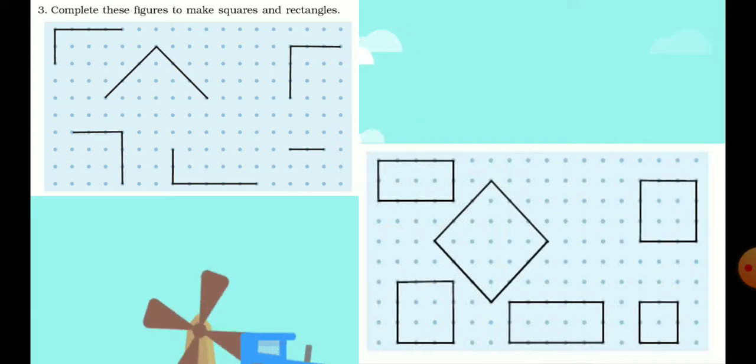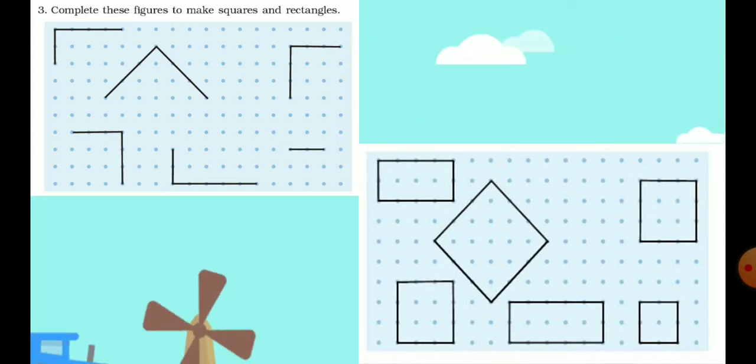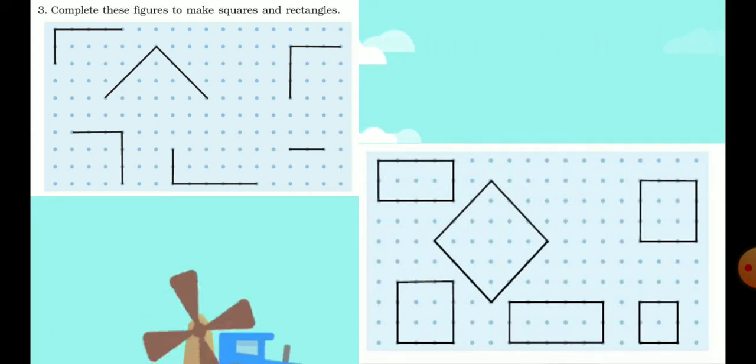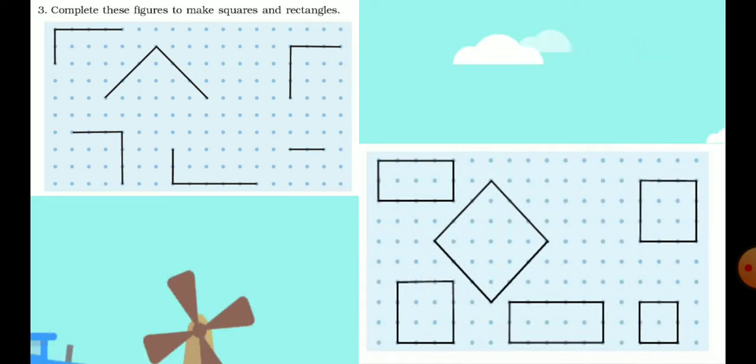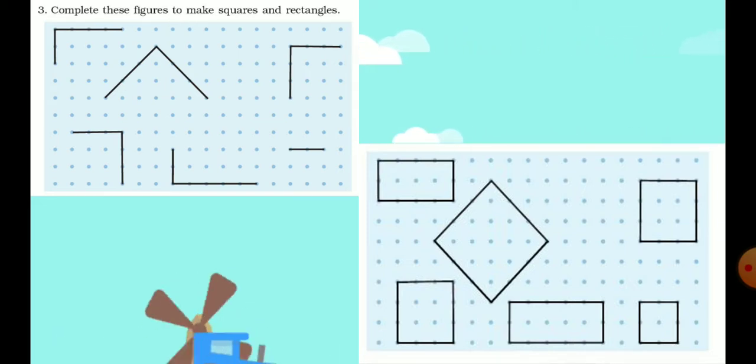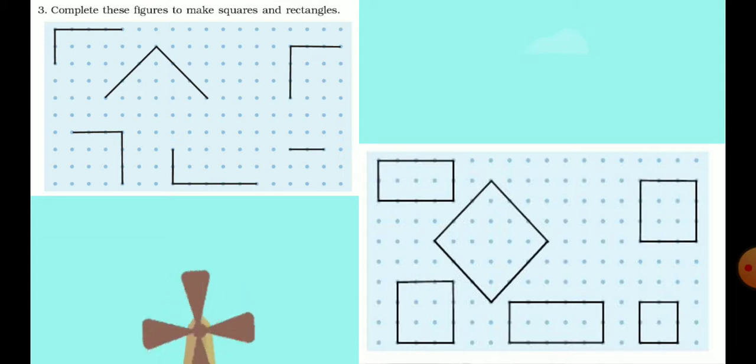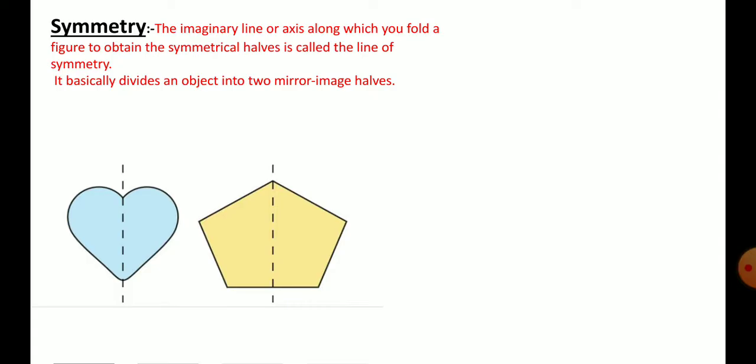Complete this figure to make squares and rectangles. So here I complete these figures and make squares and rectangles.